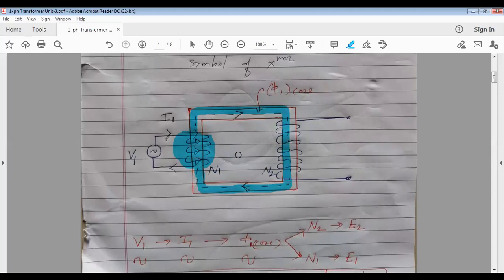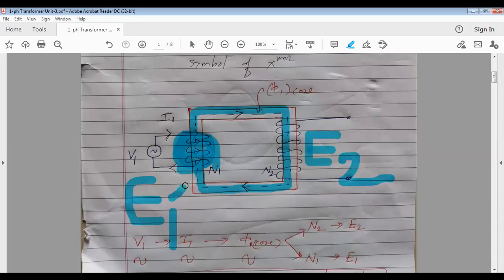So what will happen as per Faraday's law of electromagnetic induction? EMF will get induced in the primary winding turns also, and that is marked as E1. We'll derive the formula for E1: 4.44 f phi m N1. And all parameters on the right hand side are constant. So E1 also remains constant throughout. So E2 gets induced in N2 number of turns as per Faraday's law of electromagnetic induction, and E1 gets induced in N1 number of turns as per the same law, Faraday's law of electromagnetic induction.